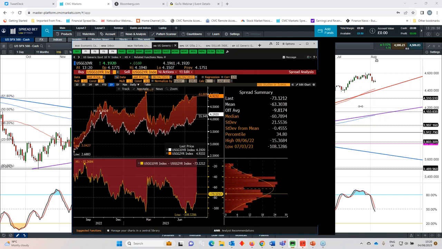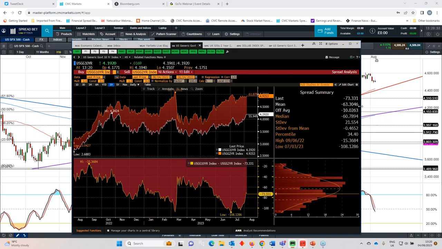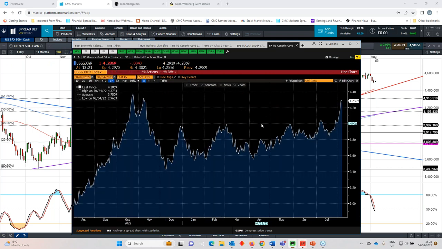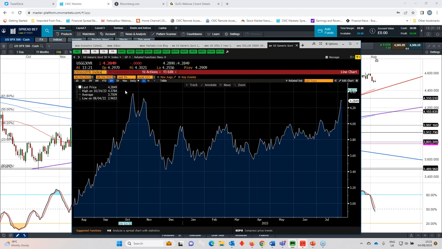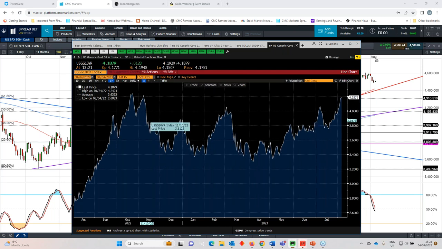Let's, for example, look at this chart here. Now, this is a spread chart of the 10s, 2s spread. We've seen a massive steepening in the curve here, which would appear to suggest that there are concerns about the direction of long-term rates. We can certainly see that in the US 30-year. We've been seeing a big rise in the 30-year yield. We've also seen a big rise in the US 10-year yield as well, but not back to the levels that we saw in October last year, but we're getting pretty close.